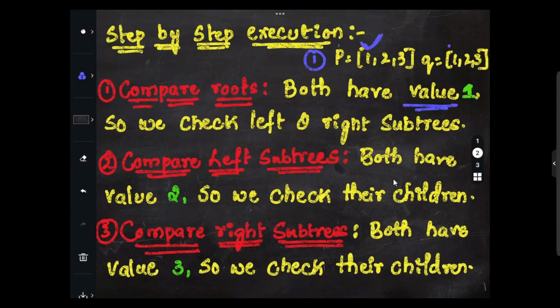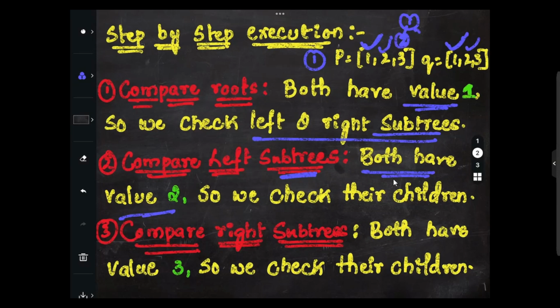You can clearly see here both are having the value 1. So we will check the left and right subtrees in the next step. So compare the left subtrees. Both have the value 2 here. 2, 2, right? 1, 2, 3, 1, 2, 3 here.